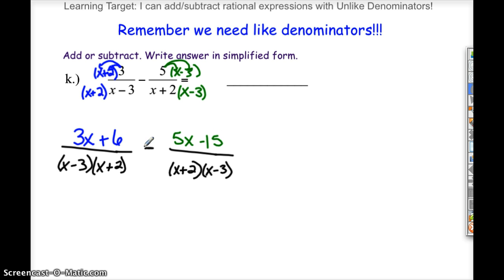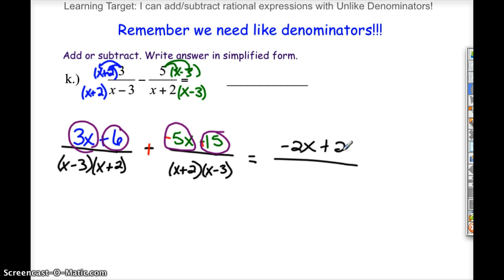Now, when there's subtraction in the middle, remember last video we talked about changing that to addition and changing the signs of the things in the second fraction on the top. So then that way when I add like terms, I just have to worry about adding them together. So I'm adding a 3x and then now -5x, which would give me -2x. And then I'm also adding 6 and then now +15. And that's going to give me a +21. Yikes, where's my eraser?